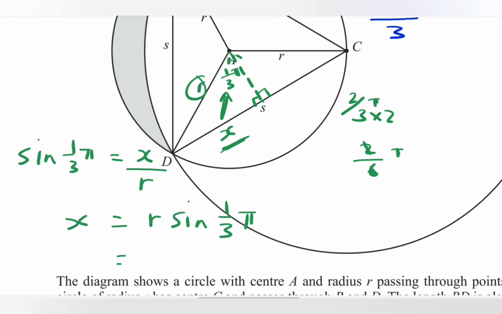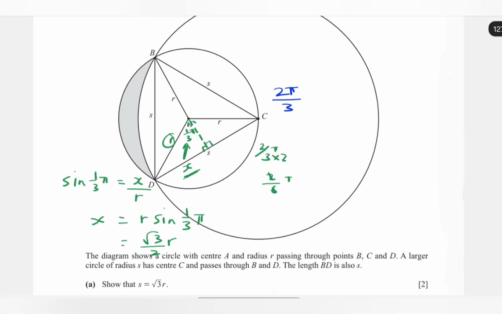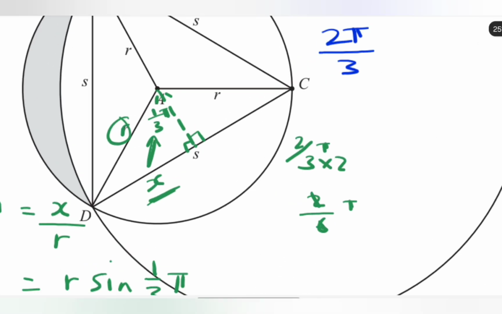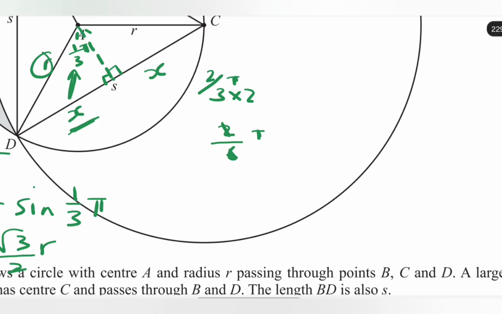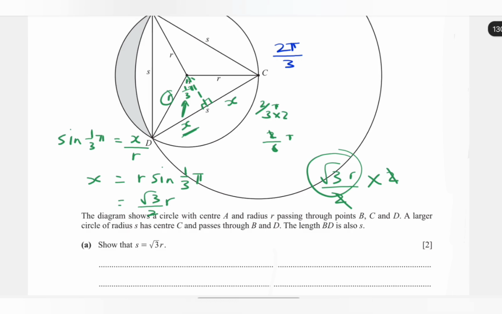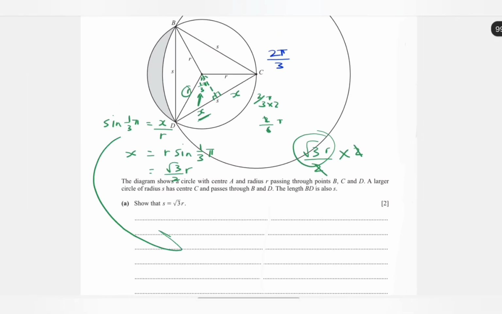Let me make sure my calculator is in radians, sine a third pi, it's giving me √3/2, like this. But we know that x is half of s, right? So x times 2 is s, so we're just going to multiply that by 2, √3r/2 times 2, and we get √3r is our answer. So you can just put the work in here to get your 2 marks.